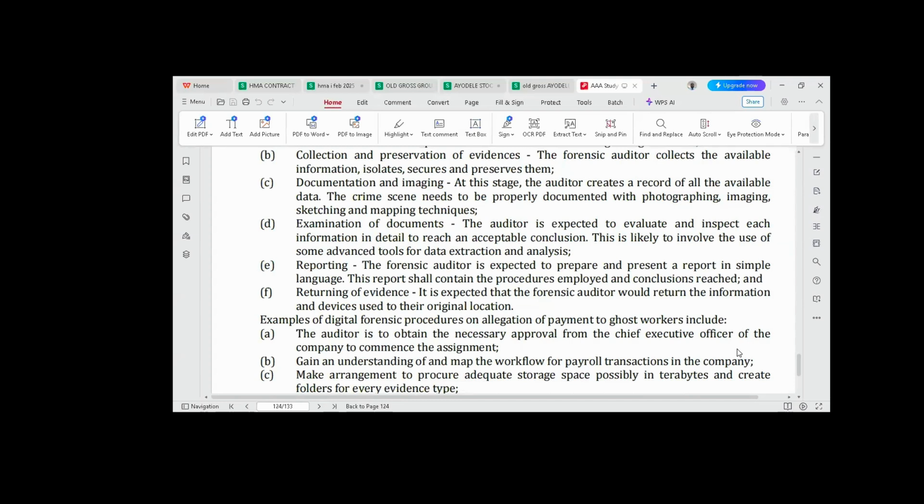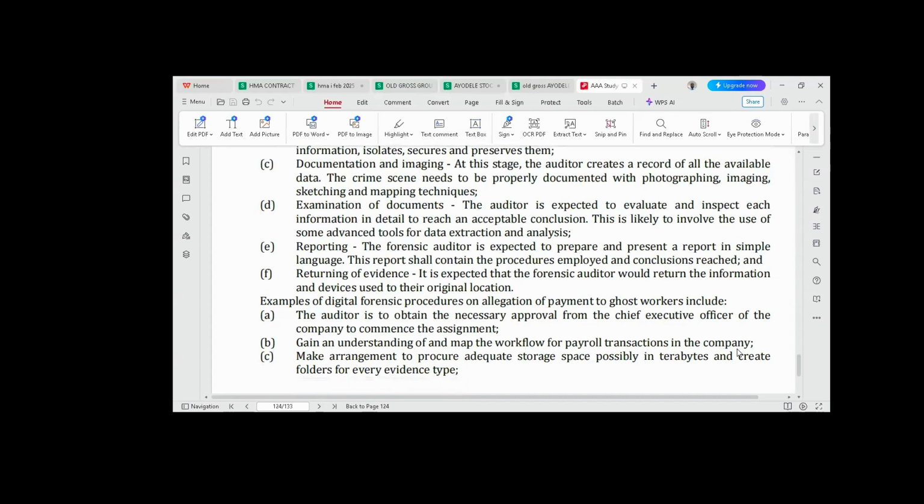They are fictitious employees included in the payroll that collect salary at the end of the month and they are not staff of the organization, right? So how will the forensic auditor embark on this forensic to identify or to unravel the ghost worker? Number one, the auditor will obtain the necessary approval from the chief executive officer of the company to commence the assignment. Number two, you will gain an understanding of and map the workflow for payroll transactions in the organization. You need to look at how the payroll process operates.